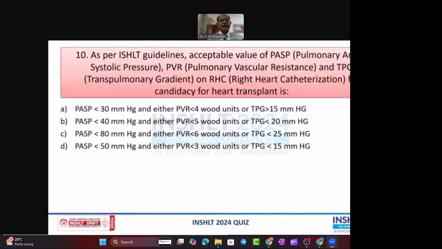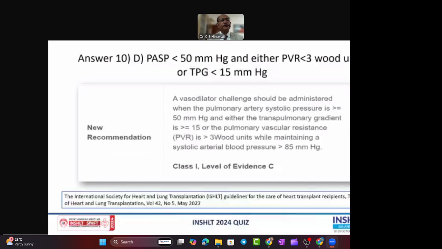As per ISHLT guidelines, what are the acceptable values of pulmonary artery systolic pressure, pulmonary vascular resistance, and transpulmonary gradient on right heart catheterization for candidacy for heart transplant? The pulmonary artery systolic pressure should be less than 50 mm Hg, PVR less than 3 Wood units, or transpulmonary gradient less than 15 mm Hg. This is a very clear guideline given in 2023 by ISHLT. I think everyone should read this guideline. It is very comprehensive and gives everything very clearly.